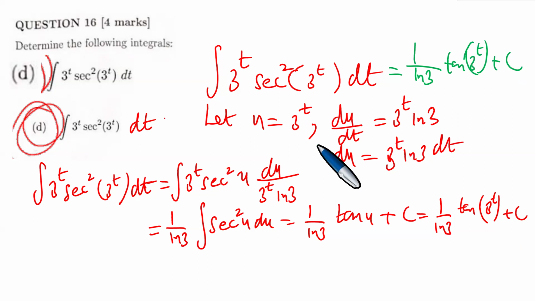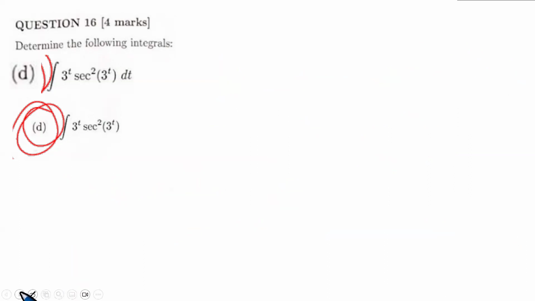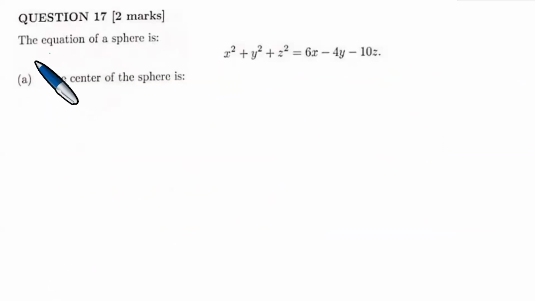No question. We move to the next one. The equation of a sphere is x squared plus y squared plus z squared equals 6x minus 4y minus 10z. The center of the sphere is what?